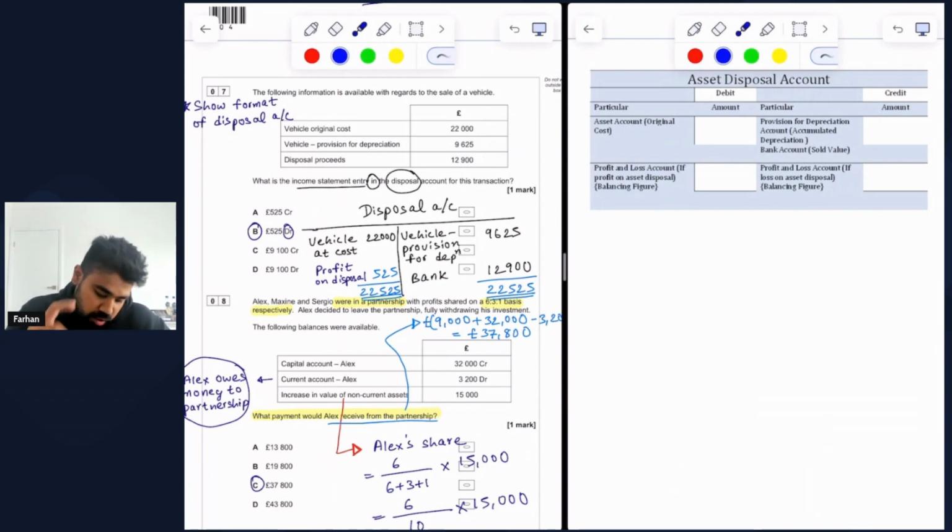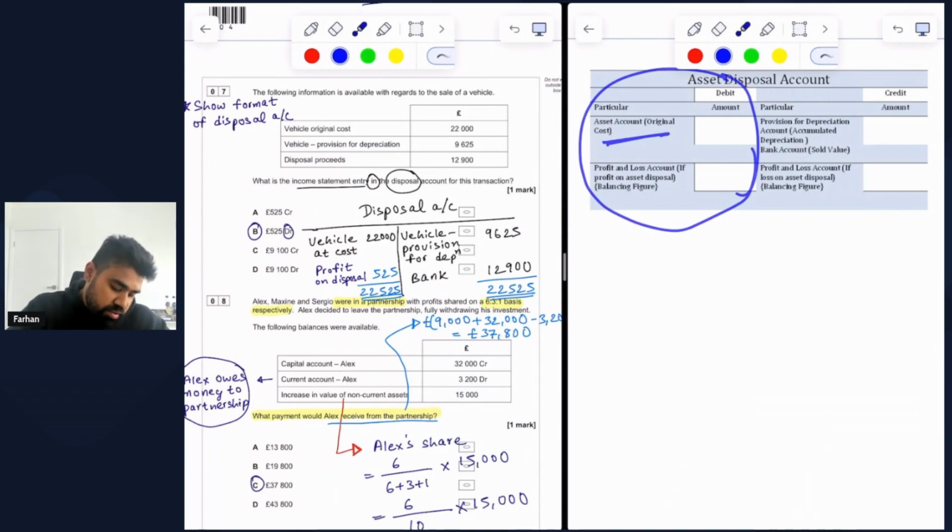All right. So using the format, this format is something that you need to memorize. There's a significant chance that you may get a question like this, not necessarily in the multiple choice, but it can come out like a 10-mark or 12-mark question in your main exam coming up. Okay, so within the asset disposal account, on the debit side, you will see that we have included the original cost of the asset, which is what we have done here.